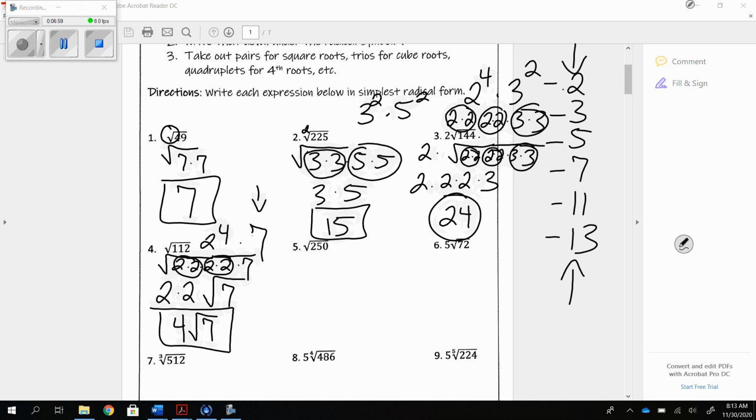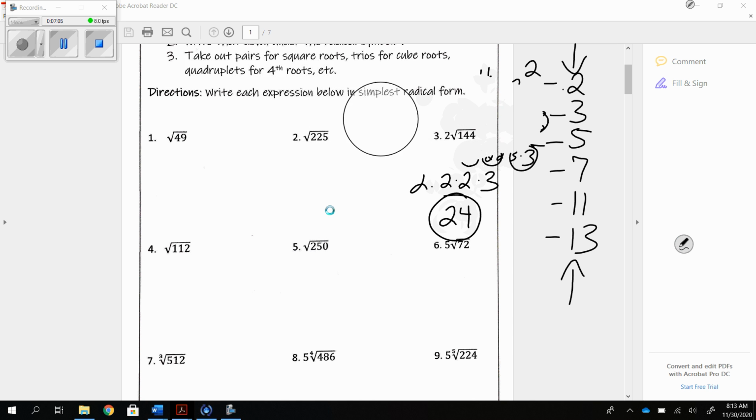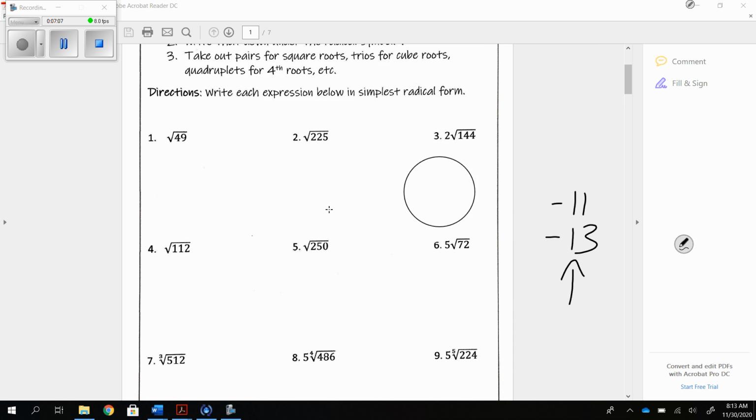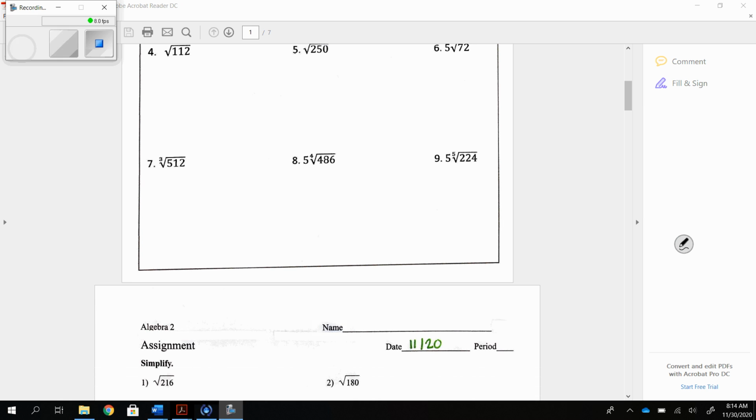All right, so I'm going to erase all this just so we have some more room, because we're going to do one more, which is number 7. Sorry about that, y'all. We're going to do one more, which is number 7, because we're going to see what to do when it's a cube root.